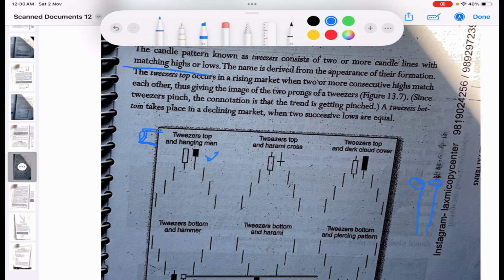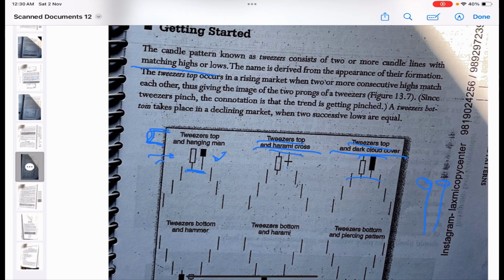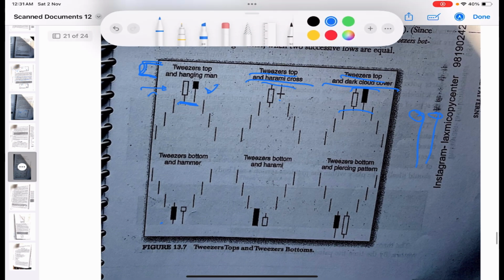This is a hanging man and a tweezer top. Now, what's the point over here? They both have the same low, right, and the high. Let's say tweezer top and Harami. They both have the same high. Tweezer top and dark cloud cover. They both have the same high and low. Tweezer top and hammer. Same low. Tweezer bottom and Harami. Same low. Tweezer bottom and piercing pattern.